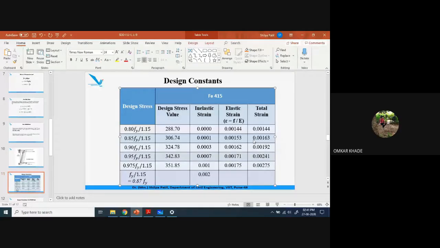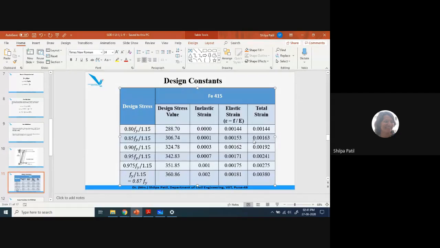Okay. The last one. 360.86. Okay. Elastic strain 0.0018, 0.00181. All right. Total strain. 0.00380. Okay. Correct. All these values are absolutely correct.